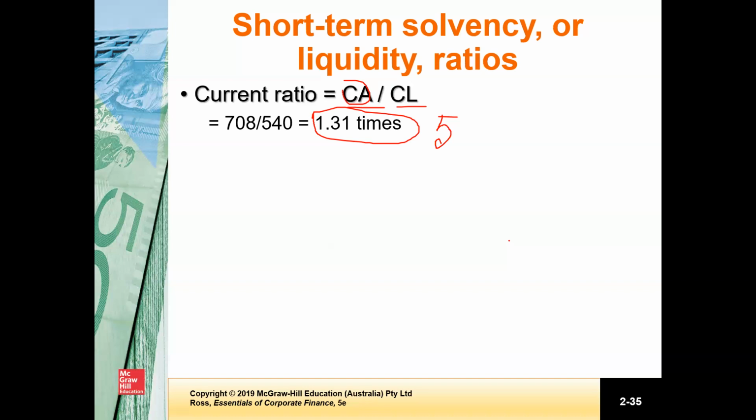Except in extraordinary circumstances, we would expect to see a current ratio of at least 1, because a current ratio of less than 1 would mean that net working capital, which is current assets minus current liabilities, is negative. This would be unusual in a healthy firm, right?